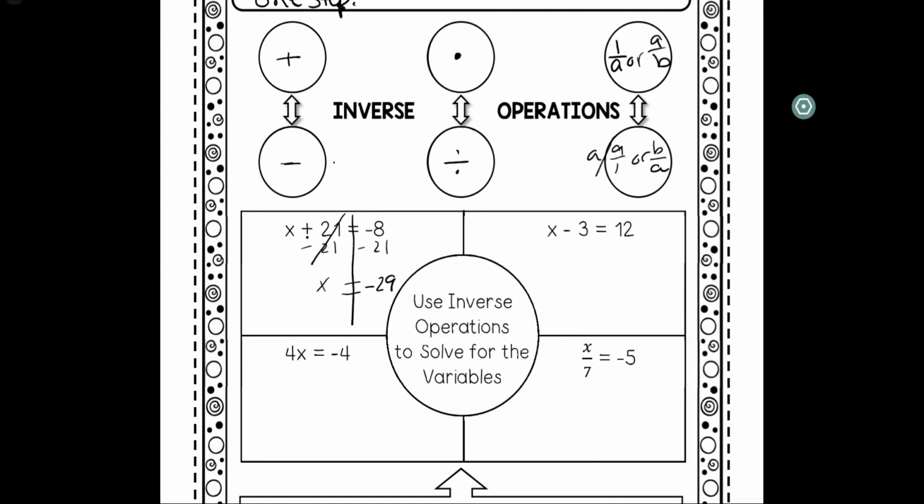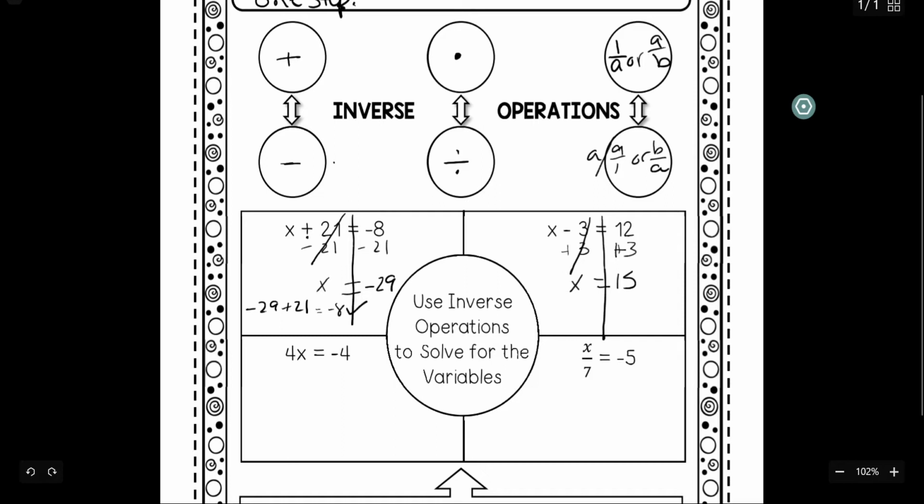We can always go back and check this. Negative 29 plus 21. Again, opposite signs we subtract. It gives us a negative 8, so we know it's true. Okay, we try our next one. We add 3 to both sides. This cancels. X is equal to, they're both the same sign of plus. 12 plus 3 is 15. Okay, check our answer. 15 minus 3 is 12, so we know that's true.